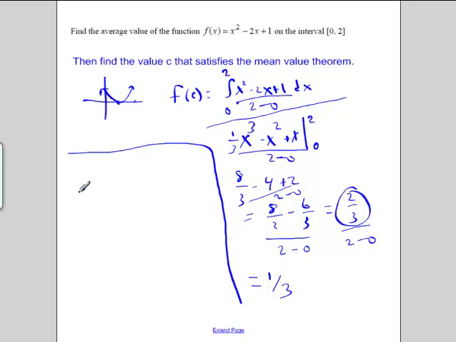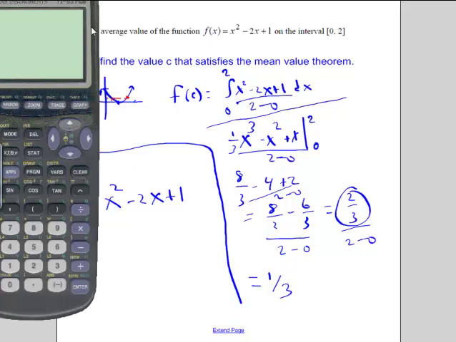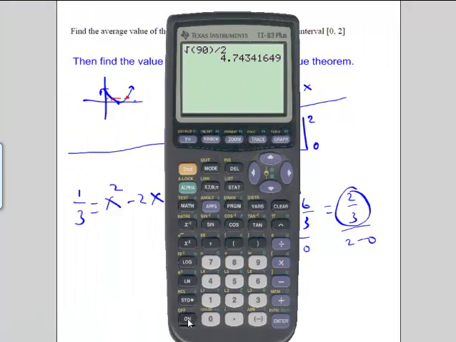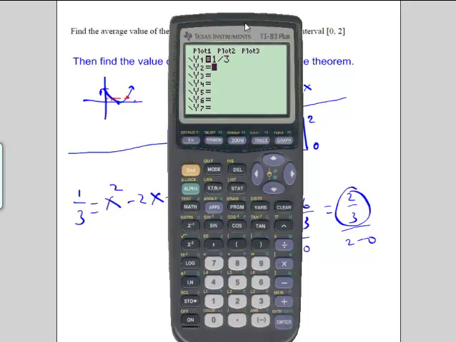So to find that value c, we're going to let 1/3 equal x squared minus 2x plus 1 and see where that happens. Well, on our graph, that's happening right there and there. And let's just see what that looks like. So we're going to graph y equals 1/3 and y equals x squared minus 2x plus 1.